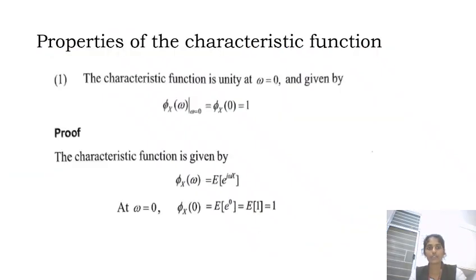Properties of the characteristic function. The characteristic function is unity at ω = 0, given by φx(ω) at ω = 0 equals φx(0) equals 1. Proof. The characteristic function is given by φx(ω) equals E[e^(jωx)]. At ω = 0, φx(0) equals E[e⁰] equals E[1], that equals 1.